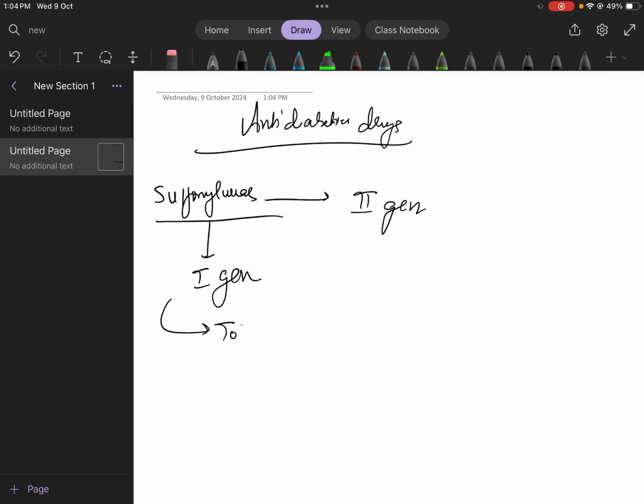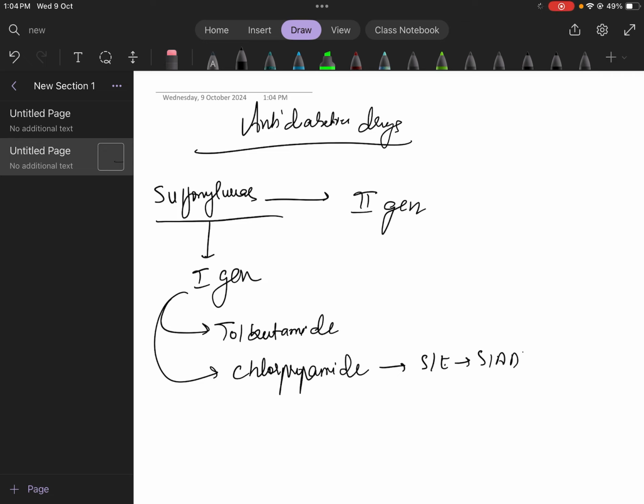The first generation includes tolbutamide as well as chlorpropamide. One of the questions repeatedly asked in your INI-SET as well as NEET exam is the side effect of chlorpropamide, the side effect being SIADH. Of course, there are many drugs which cause SIADH as a side effect, but from this anti-diabetic perspective, this is one of the drugs which causes SIADH.